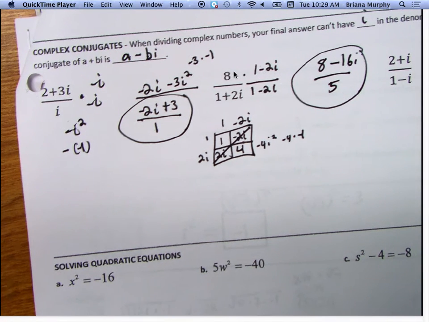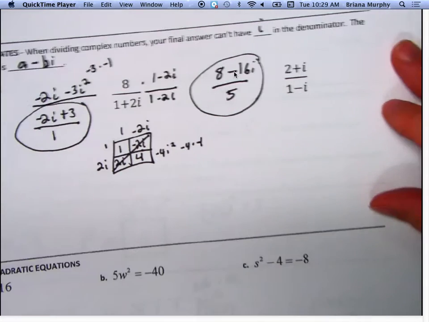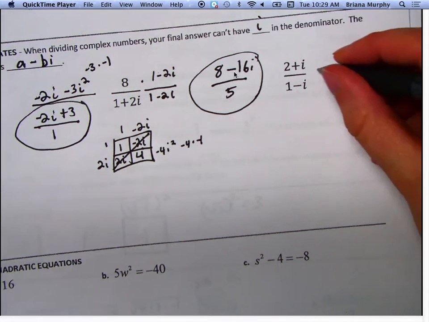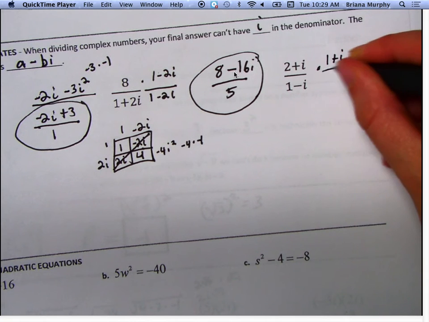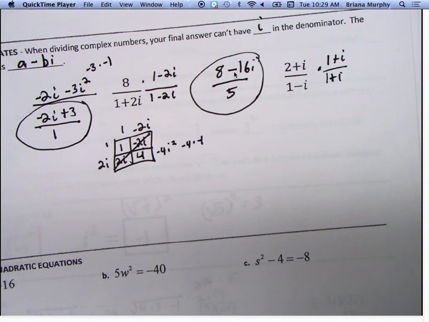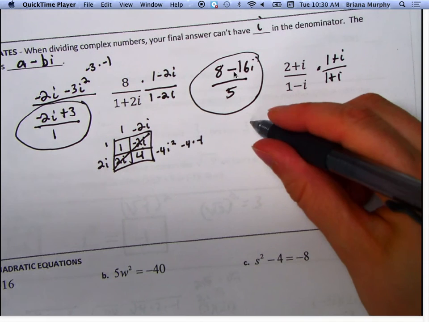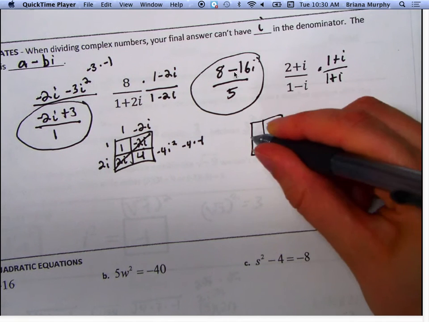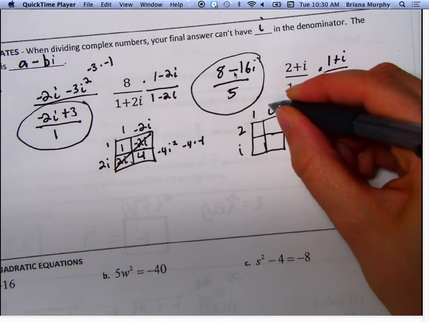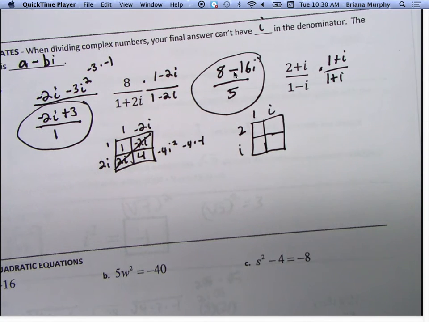Let's look at the next one. Now, what is the conjugate that I have to multiply the top and bottom by? 1 plus i over 1 plus i. Do I have 2-term times 2-term? So how many boxes am I going to make? I'm going to make one Punnett square for the top, and I'm going to have to make another one for the bottom. So I'm going to do the top first, and then the bottom. What am I going to put on the outside of my Punnett square? 2 and i. Yep, it doesn't matter which you put on the side or on top. 2 times 1 is?